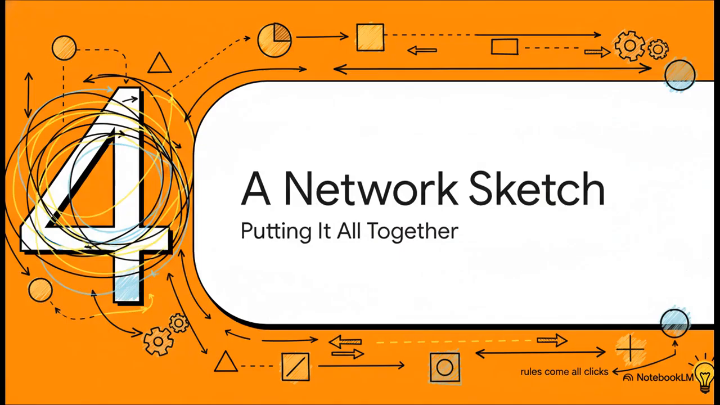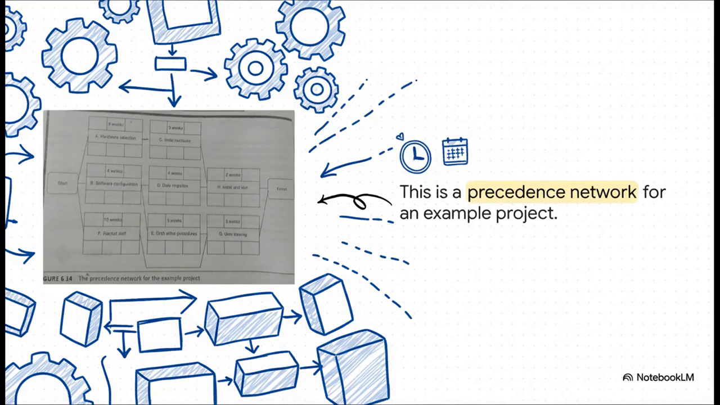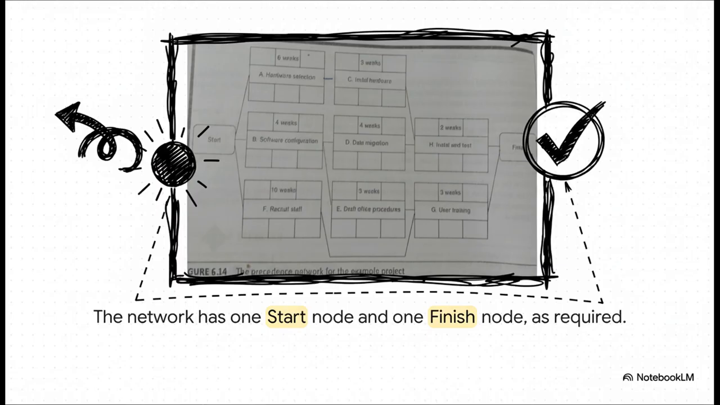All right, enough with the theory and the mistakes. Let's get to the fun part. In this final section, we're going to see how all these rules come together in a complete, neat network sketch. This is where it all clicks. So let's take a look at a precedence network for an example project that does everything right. And here it is. Now, I know, at first glance, it might just look like a bunch of boxes and arrows, but trust me, this diagram tells a complete and really clear story about this project's flow, its dependencies, and even its timeline.